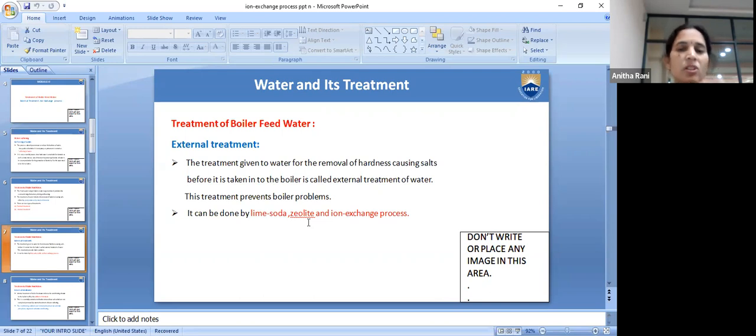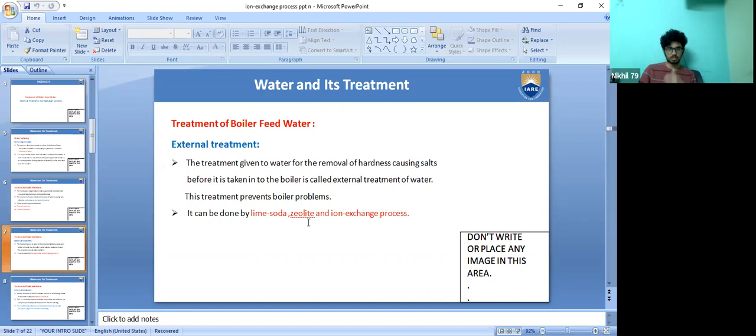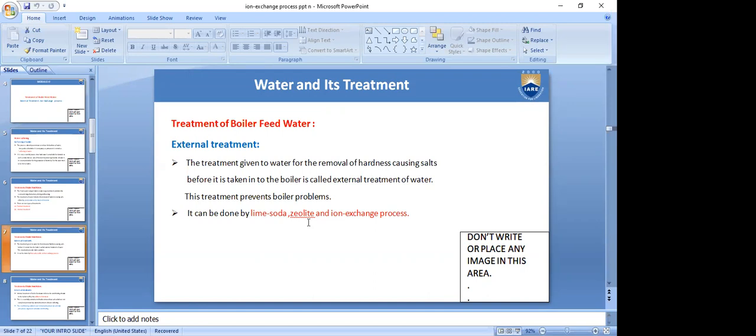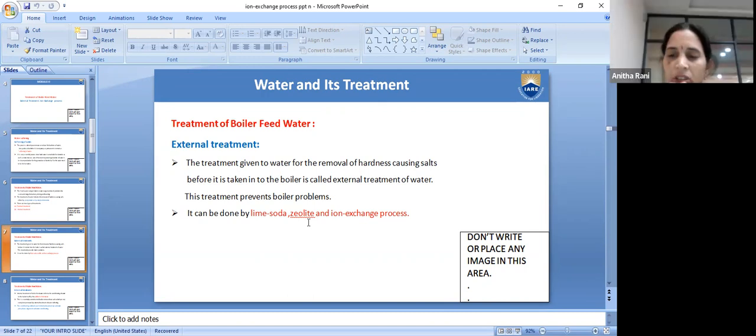Students, tell me, what is external treatment? Removal of hardness-causing salts before the water is taken into the boiler. This is an outside process. We remove the hard salts present in water, then we can take that soft water into the boiler. That is external treatment. What is internal treatment? Students, what is internal treatment?